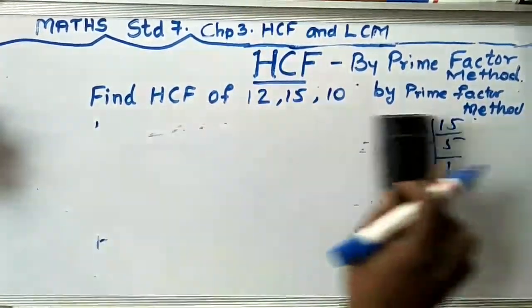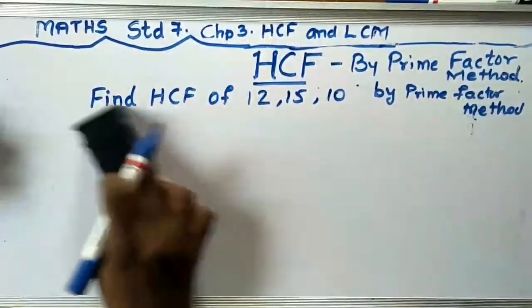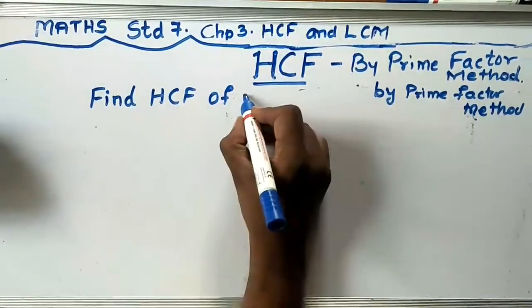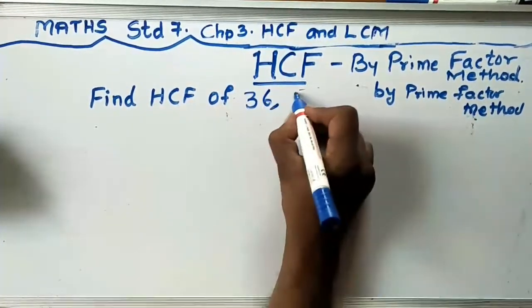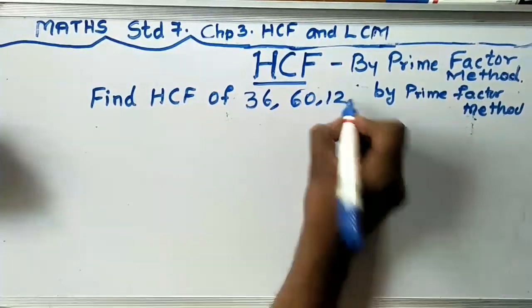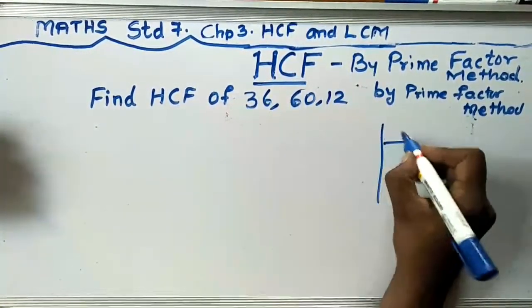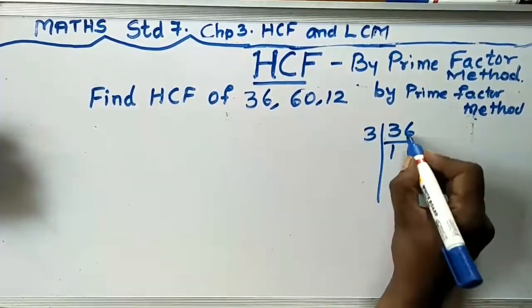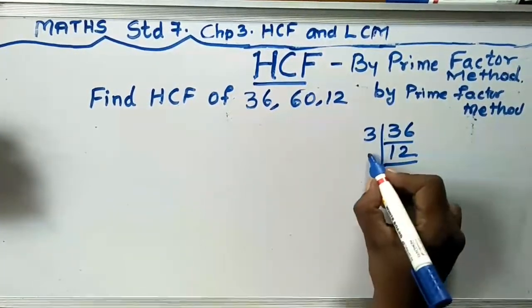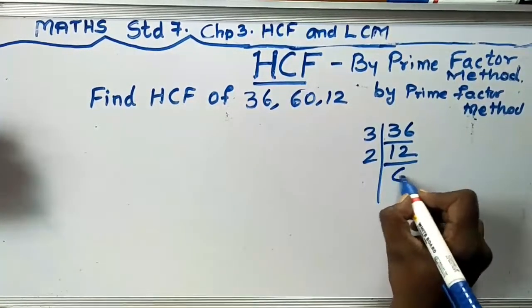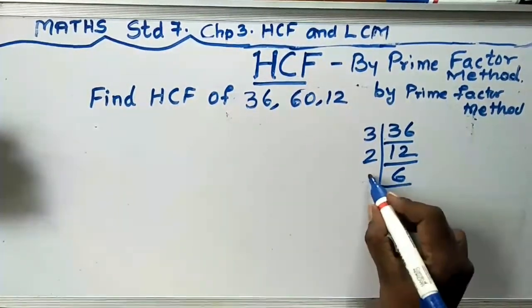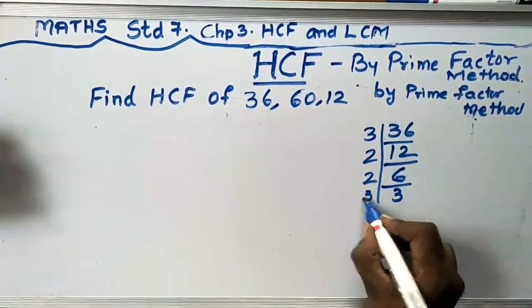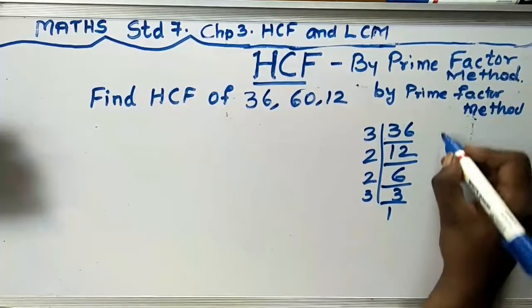Let's take another set of numbers. Let me take 36, 60 and 12. So first 36, 3 table: 3 ones are 3, 3 twos are 6. 12 goes in the 2 table, 6 twos are 12. 6 goes in the 2 table 3 times, 3 twos are 6. 3 goes in the 3 table 1 time.